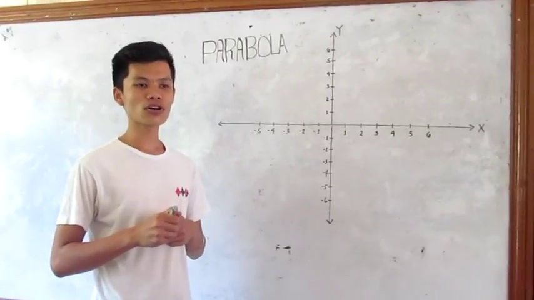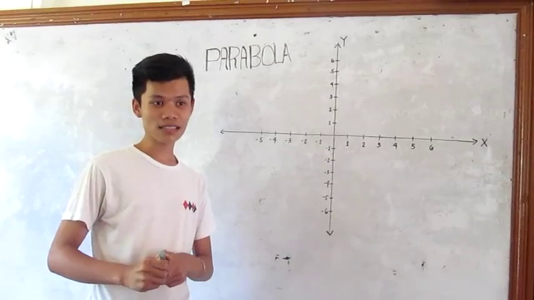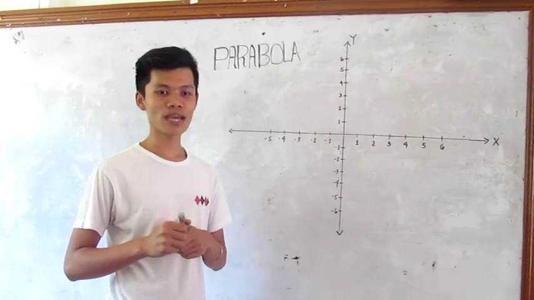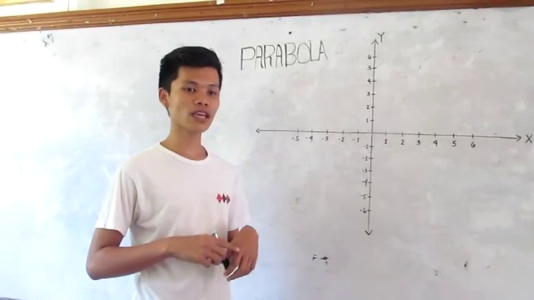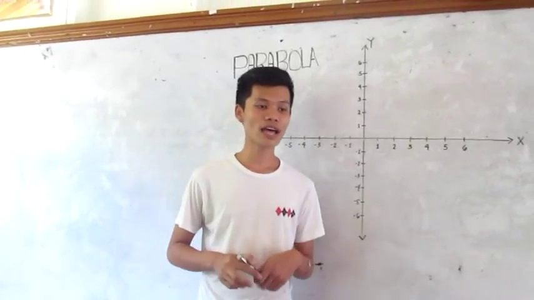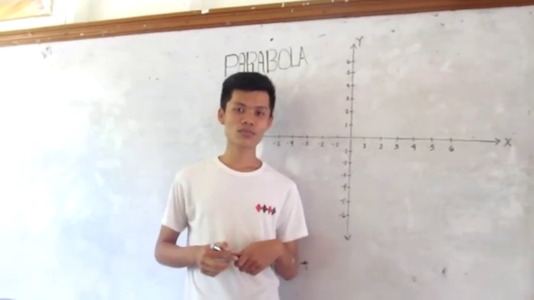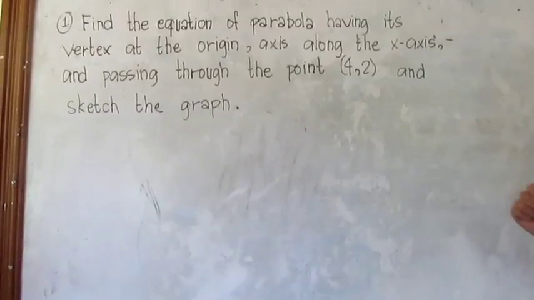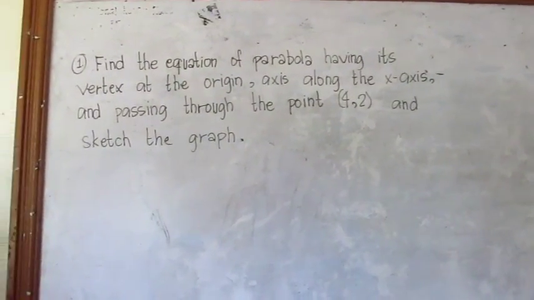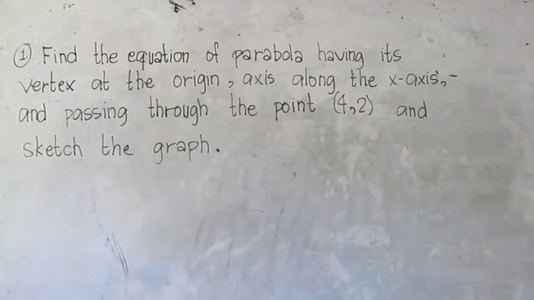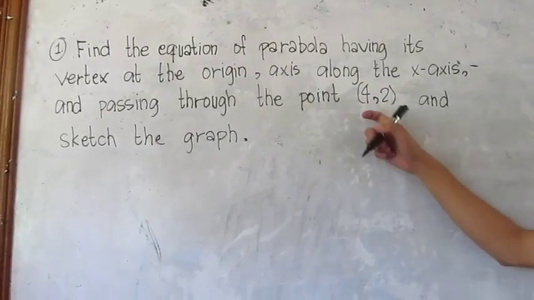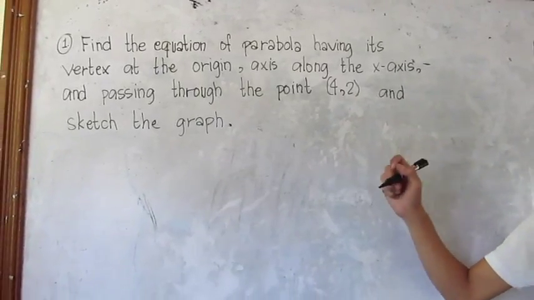Therefore, if your focus is in the x-axis, your directrix also should be in the x-axis. The chord drawn through the focus and perpendicular to the axis of the parabola is called the latus rectum of the parabola. Find the equation of the parabola having its vertex at the origin, axis along the x-axis, and passes through the point (4, 2), and sketch the graph.